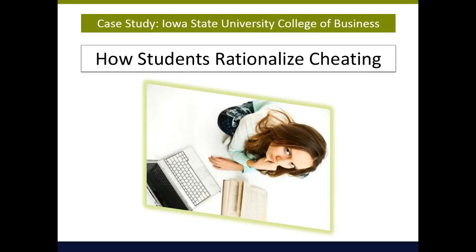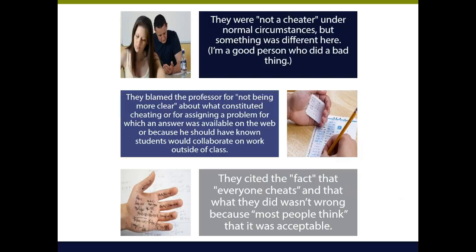So in this case, there was a business class with homework problem sets, and the answers actually appeared online, and most students actually accessed those answers. And so the College of Business really wanted to know why. So they just wanted to know why students cheated. And here are some of the things the students said. They weren't cheaters, they just were good students who happened to do something wrong.